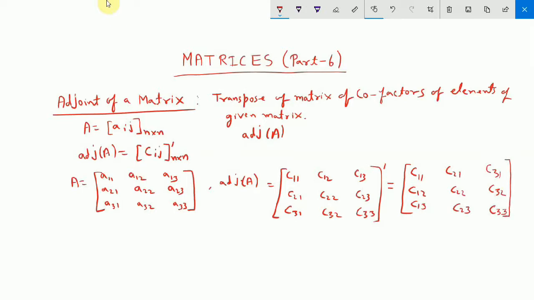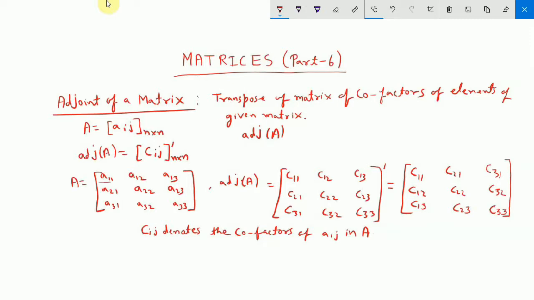Okay, friends. So this will be adjoint of matrix A, and Cij denotes the cofactors of Aij in matrix A. Okay. So how to calculate cofactors? This we have to understand. So formula of cofactors we can write if we are calculating cofactors for the A11.